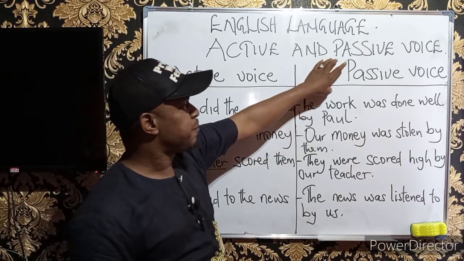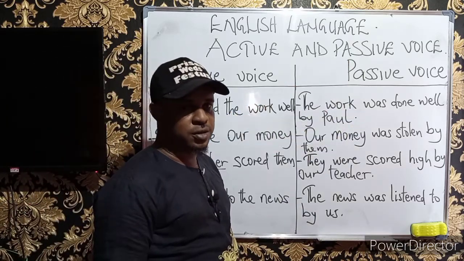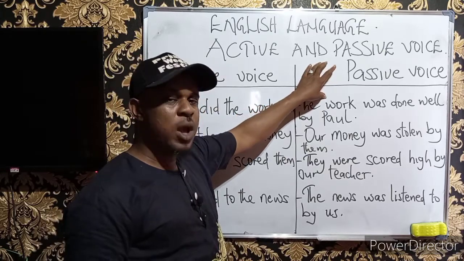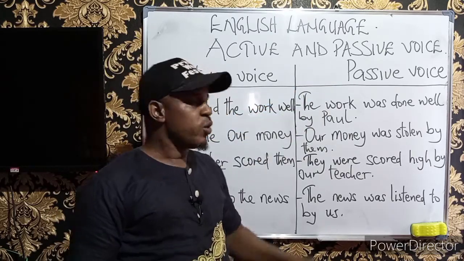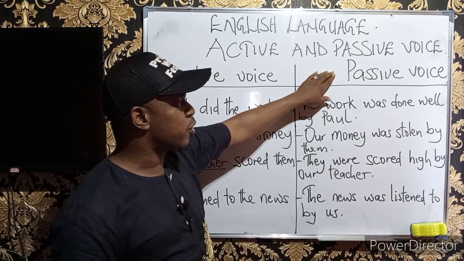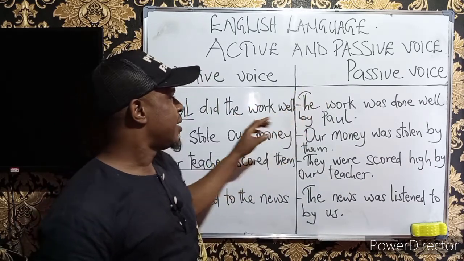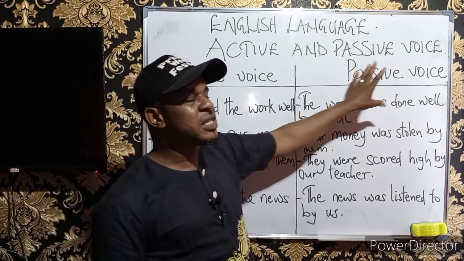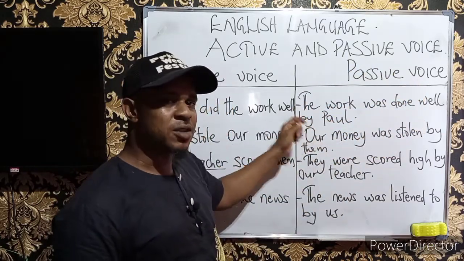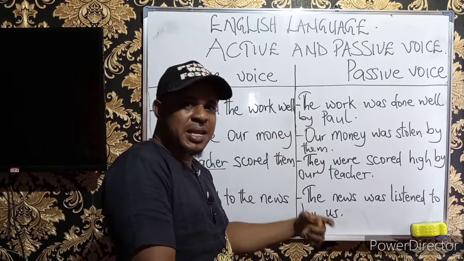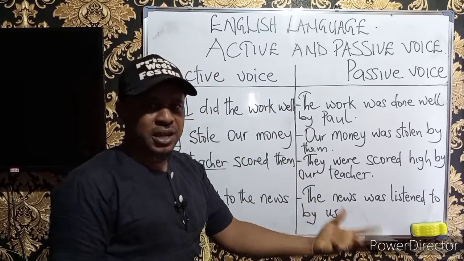We come over to the passive voice. When do we say that a sentence is in passive voice? We say that a sentence is in passive voice when the doer is at the receiving end. That means when the subject of a sentence is receiving an action performed in the sentence.